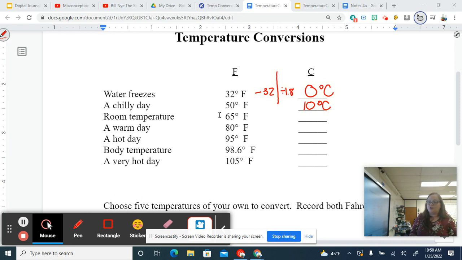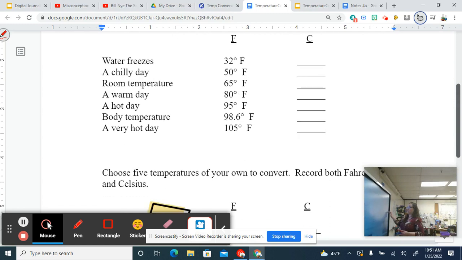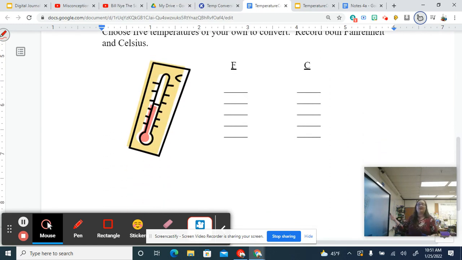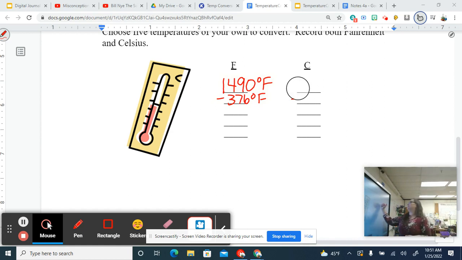All right, last one I'm doing with you. The rest of them are on your own. 65 minus 32 divided by 1.8 equals 18.3 degrees Celsius. All right, you're going to do all those on your own. When you have those all done, you're going to come down here to the bottom and create your own temperatures. I don't mind if you get really ridiculously high temperatures or really ridiculously low temperatures, whatever you want to do. And then you need to do the conversions over here. When you're done with that, hit submit.